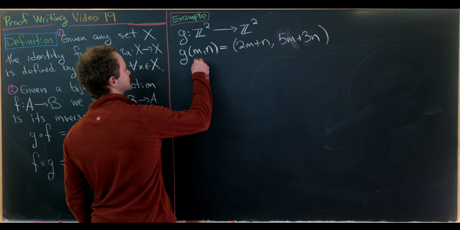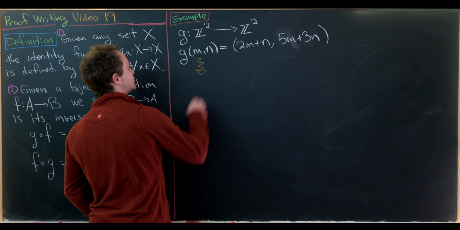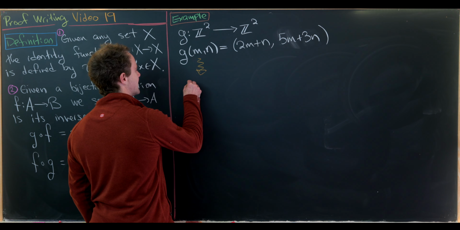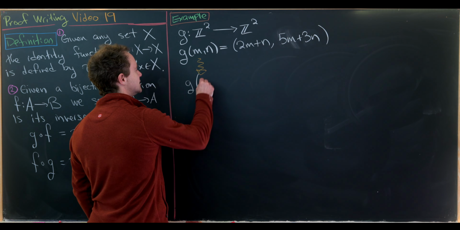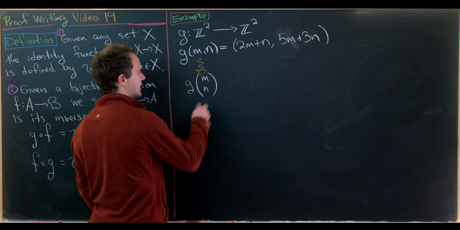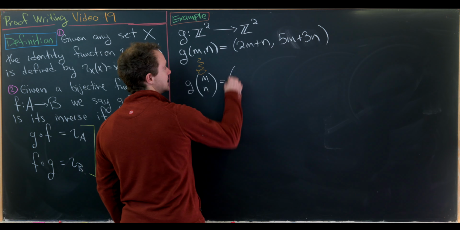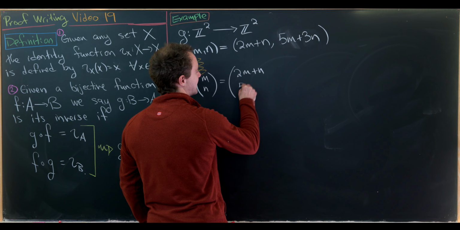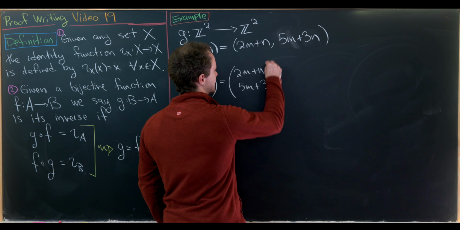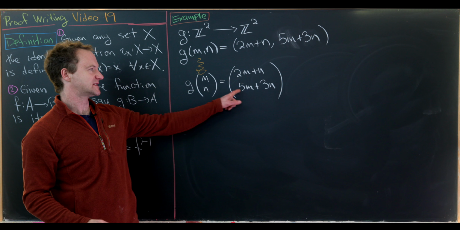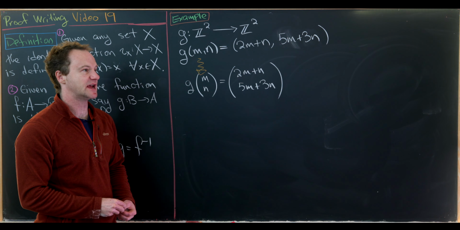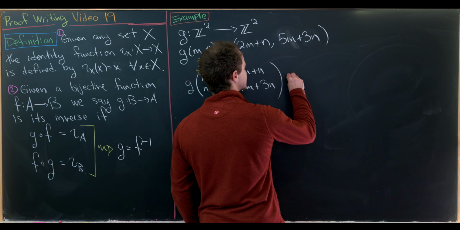It's not really much of a trick. So what we'll do is change our notation. And instead of writing these as ordered pairs, we'll write them as two-dimensional vectors. So that means we have g evaluated at the vector (m, n) gives us the vector (2m + n, 5m + 3n). But this action over here looks exactly like multiplication by a 2 by 2 matrix.